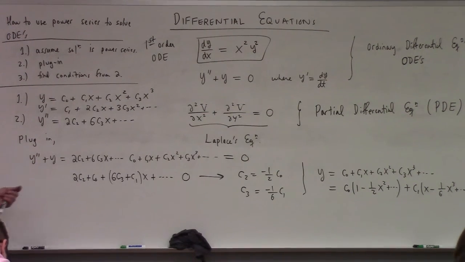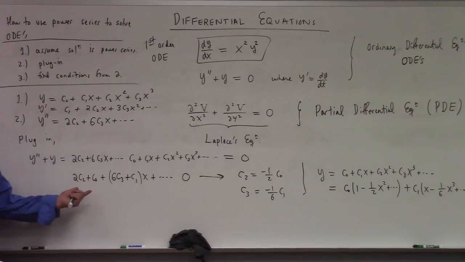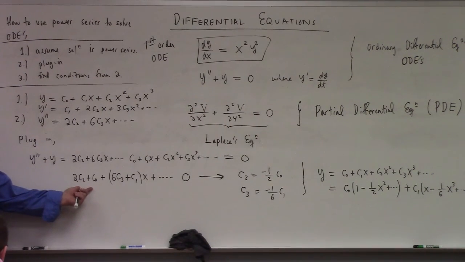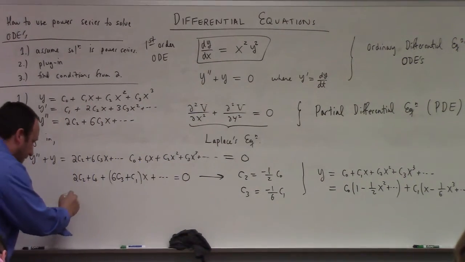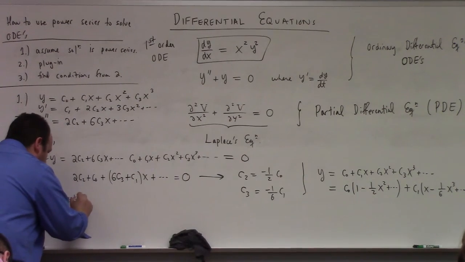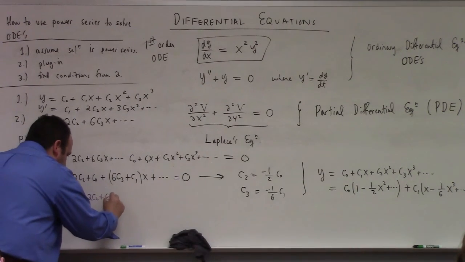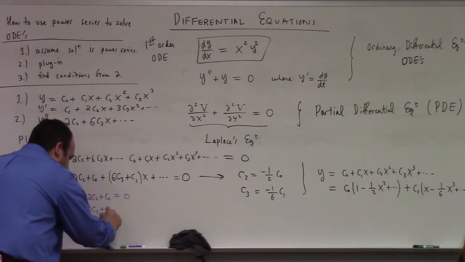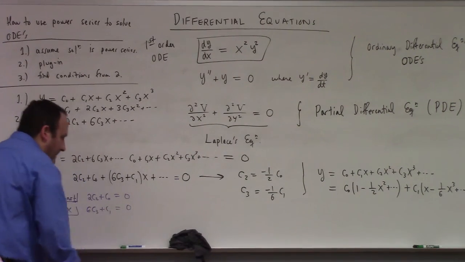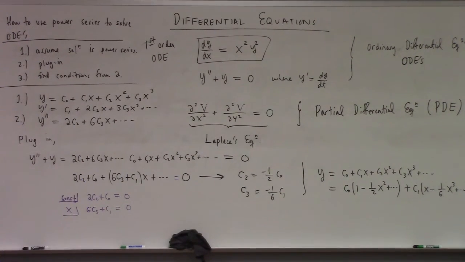What did I just do? You don't understand what's happening. So if this is equal to 0, then the constant terms give me 2c2 plus c0 equals 0. The coefficient of x gives me 6c3 plus c1 equals 0, right? If I solve that for c2, it gives me minus 1/2 c0. And I can solve the other one for c3, that gives me minus 1/6 c1.